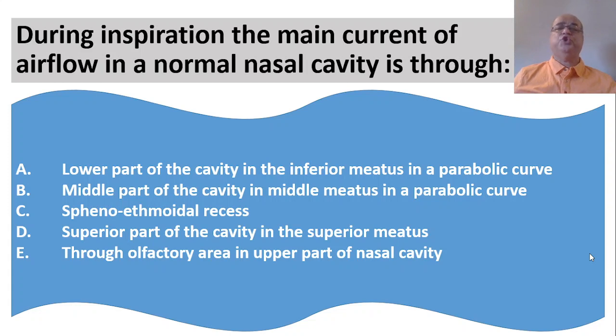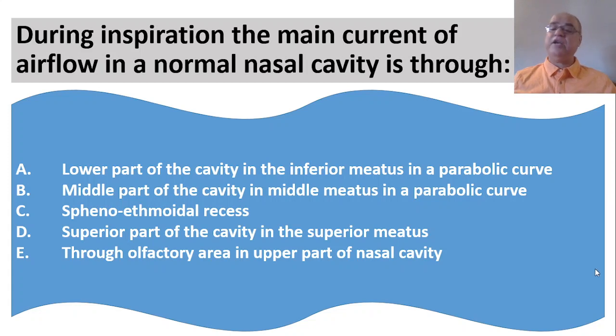During inspiration, the main current of airflow in a nasal cavity is through the middle part of the nose between the turbinate and the corresponding part of the nasal septum. Very little air passes through the inferior meatus or the olfactory region of the nose. Therefore, weak odorous substances have to be sniffed before they can reach the olfactory area.